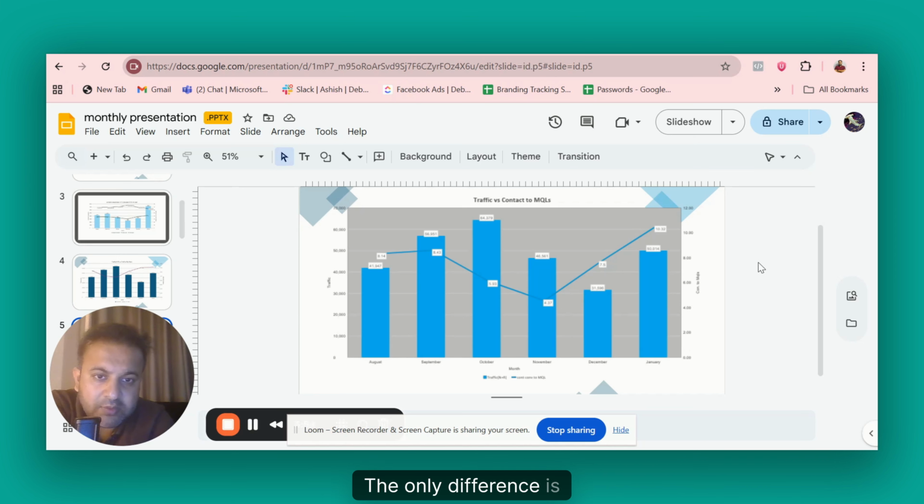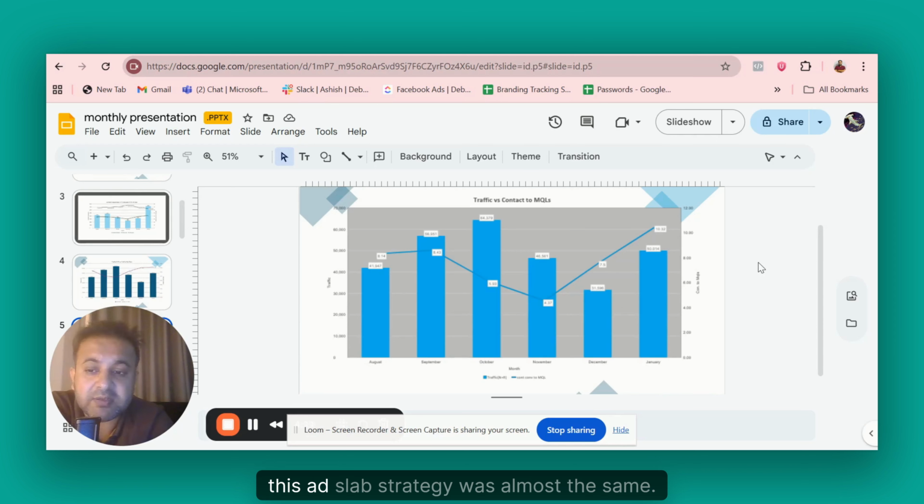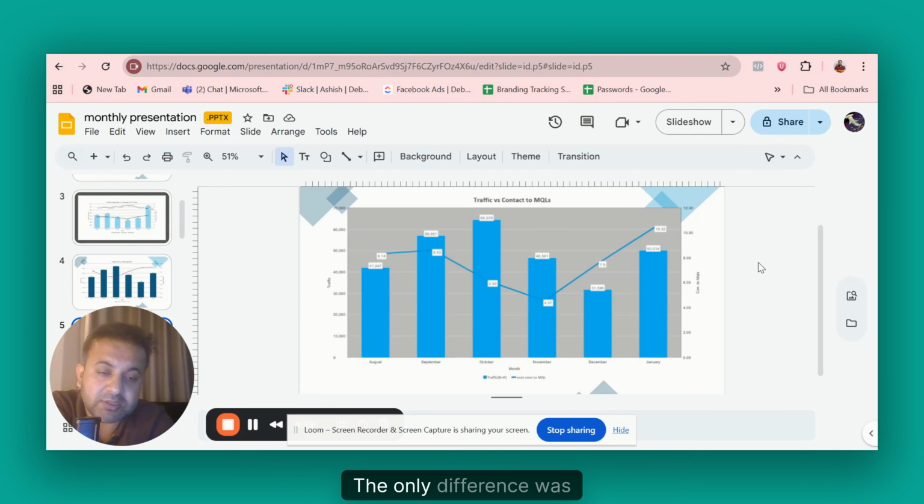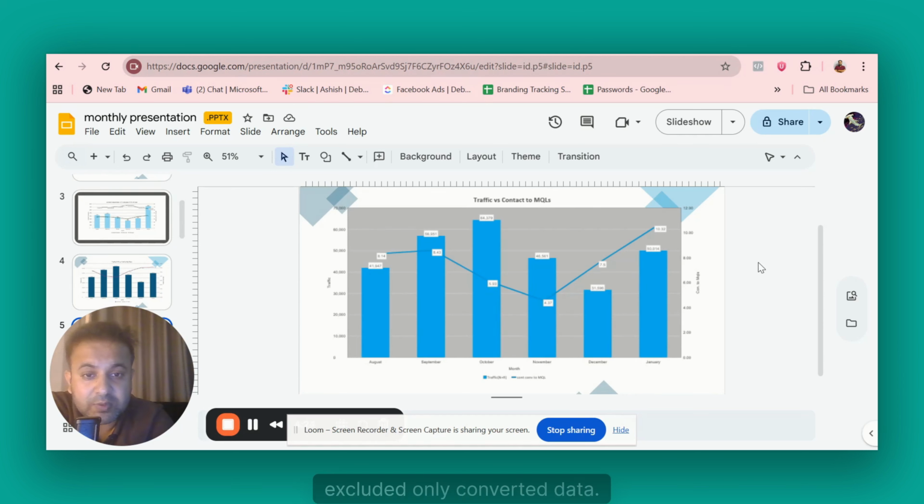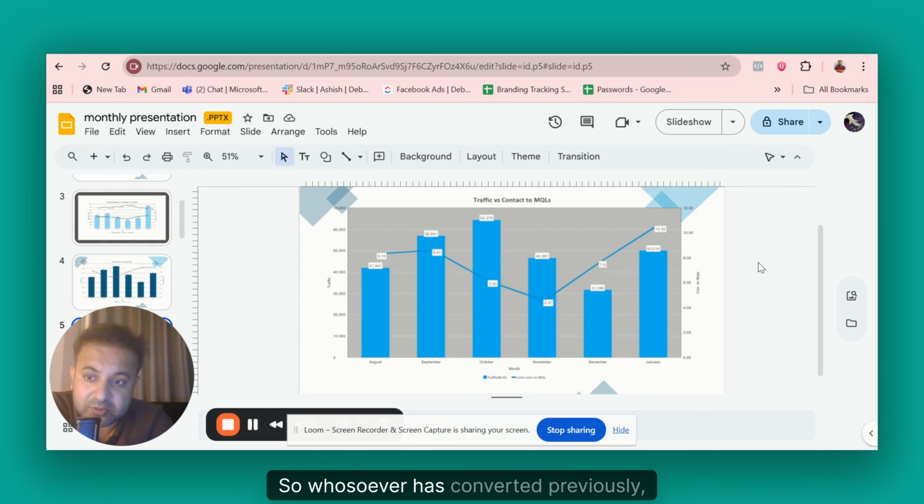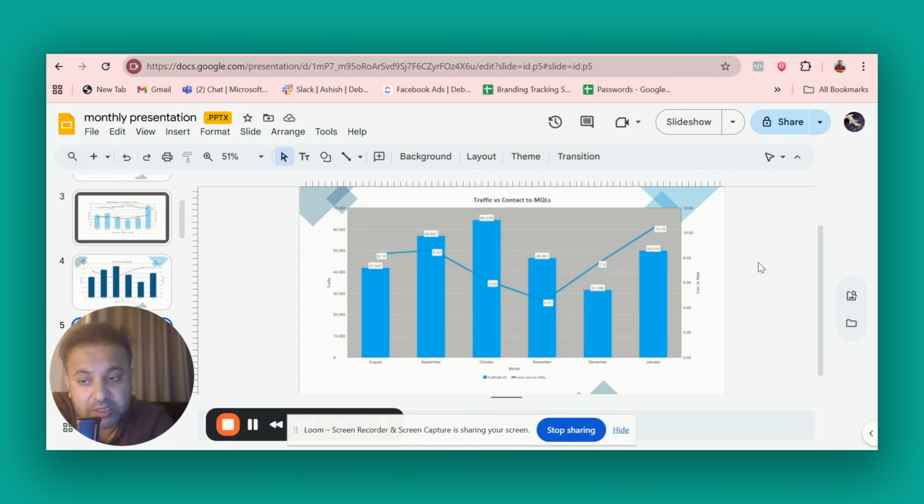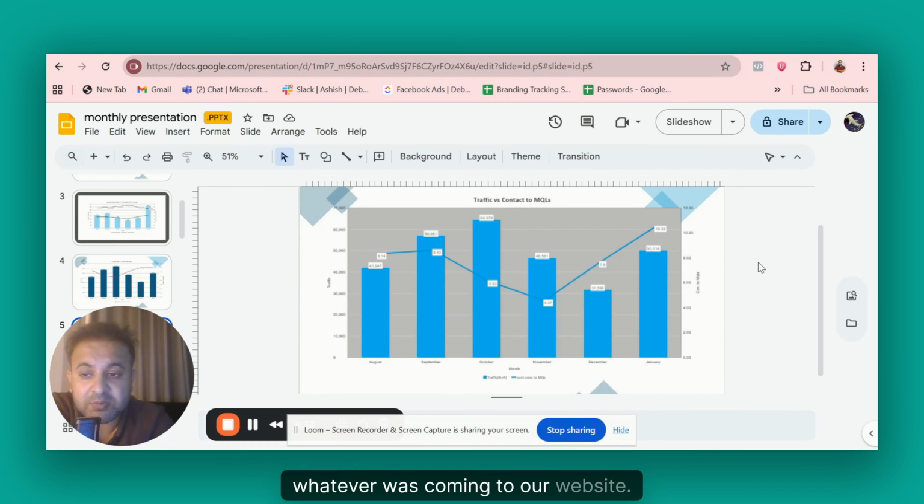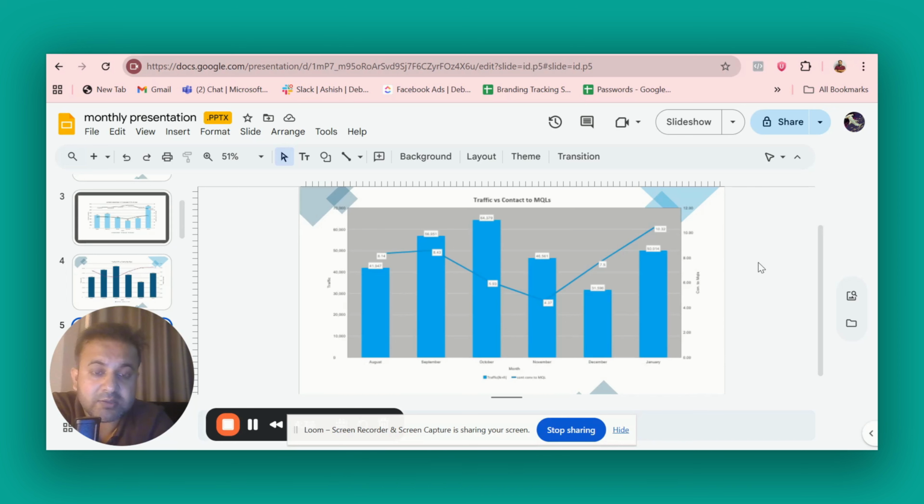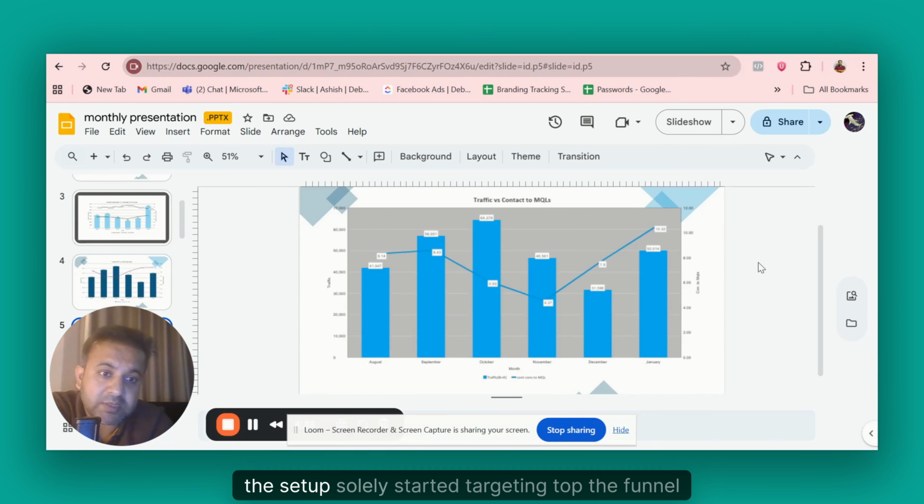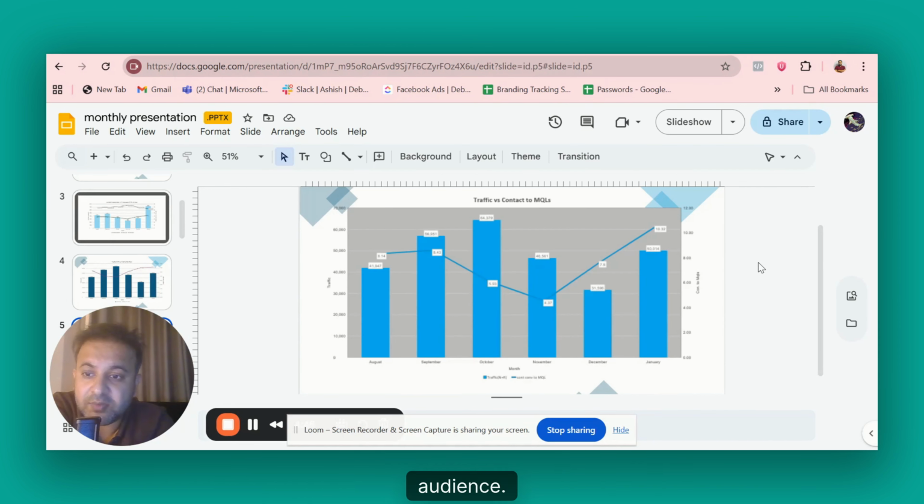The ad set strategy was almost the same. The only difference was the audience level under the campaign section. We used only converted data: whoever had converted previously, we excluded in October and November. But in January, we excluded whoever was coming to our website. What it did was that in January, the setup started targeting only top-of-the-funnel audience.